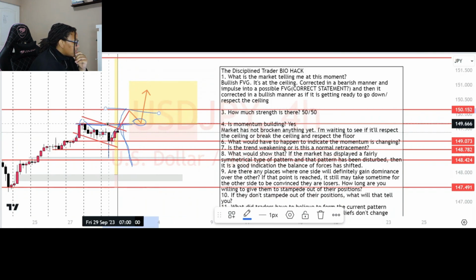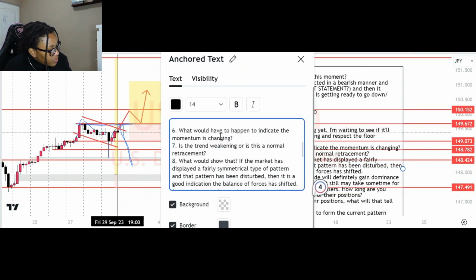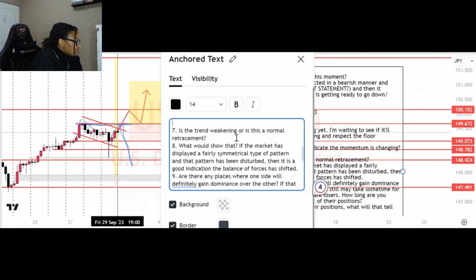This is the new ceiling, this is the floor, and this is the old ceiling, right? And now this is the new floor, this is the new ceiling. So it'll break the old ceiling, come to the new ceiling, come to the floor, retest the floor, and then go up and break, right? Number 6 says, what would have to happen to indicate the momentum is changing? Like I said, breaking of the floor and the ceiling. So we've already got the answer for that, okay?